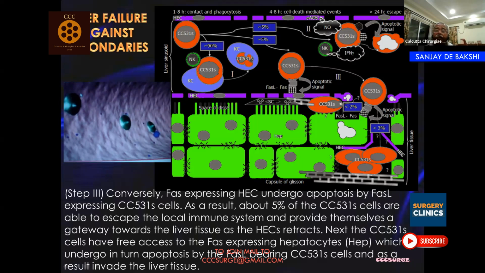hepatocytes also have that FAS ligand. So they actually start invading the liver completely. So that is the way. So 95% of tumor cells actually get eliminated. It's only the 5% that creates havoc in the body. So just remember that. Okay.